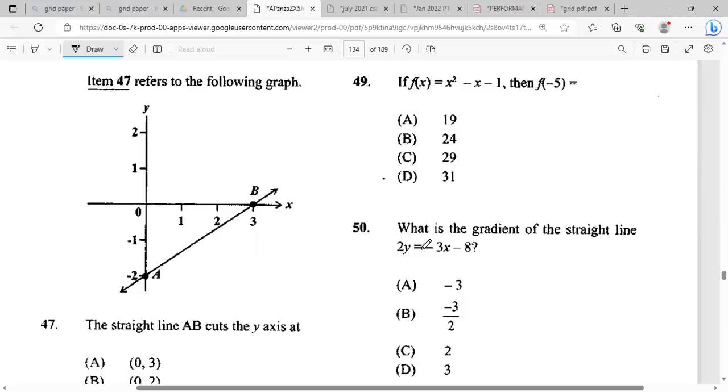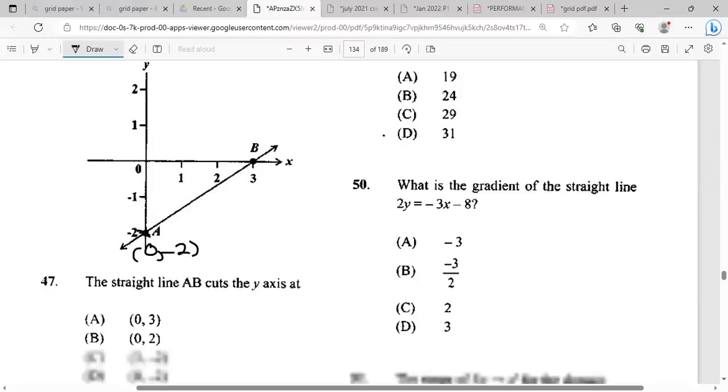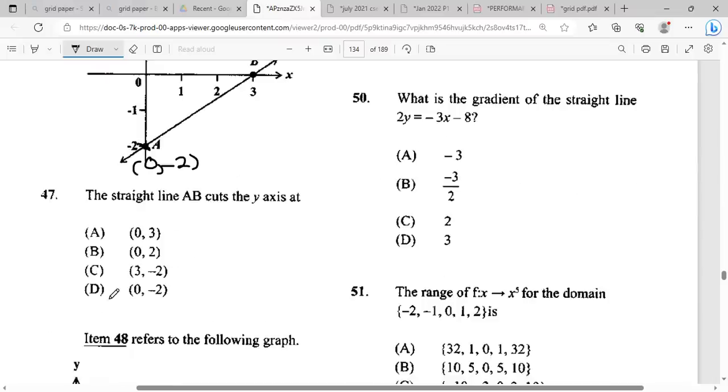Item 47 refers to the following graph. The straight line graph cuts the y-axis at this point right here. We know that on the y-axis, it's going to be (0, -2), because x is 0. All right, let's move on to 48.